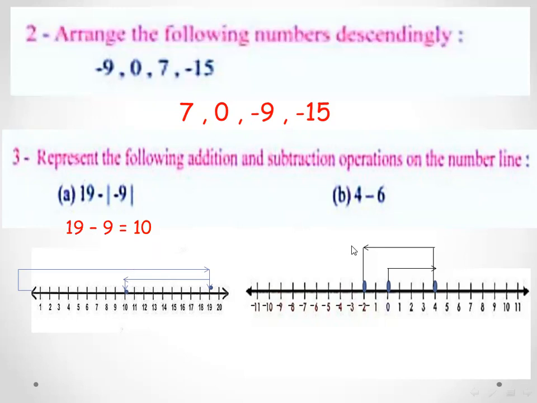My answer is 10. The next one, 4 minus 6. My starting point is 0. 4 is positive, so I'm going to move toward the positive numbers, 4 steps. 1, 2, 3, 4. And then minus 6. Minus means I'm going to move backward. How many steps? 6 steps. 1, 2, 3, 4, 5, 6. So my answer is negative 2.